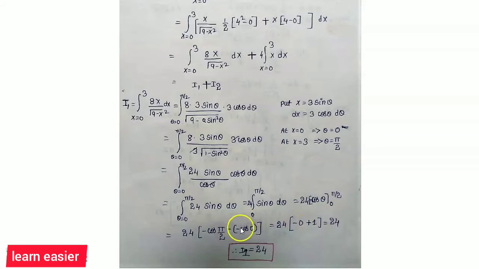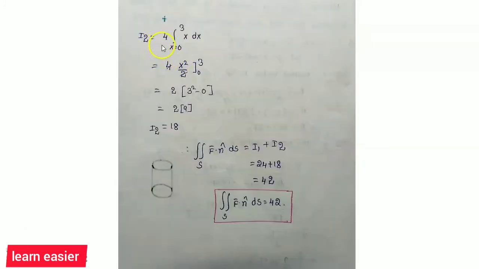Here you can see minus, here also minus. So minus into minus we get plus, and cos 0 is 1. So we got 24 into 1, which is 24. So we got I1 as 24. Now let's find I2.